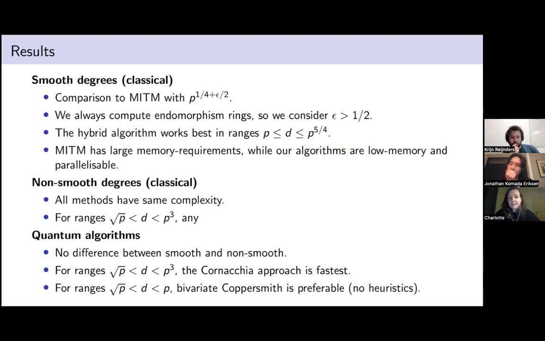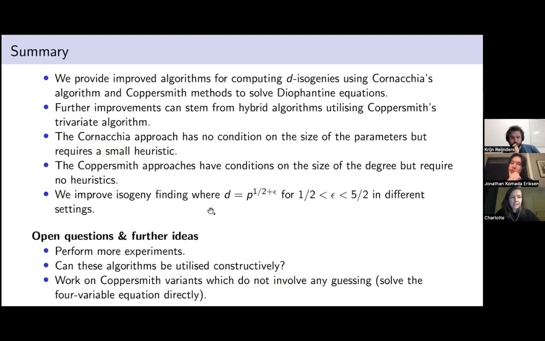And when we're looking at quantum algorithms, we have no difference between smooth and non-smooth, of course. So we can use Carnacki for quite fast and quite large degree isogenies with a slight heuristic issue. And for ranges where we're between quite small, I would say still quite small isogeny degrees, we can use the bivariate Coppersmith because, of course, we have no heuristics there.